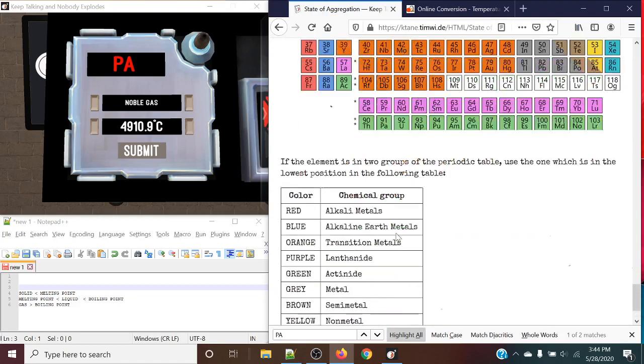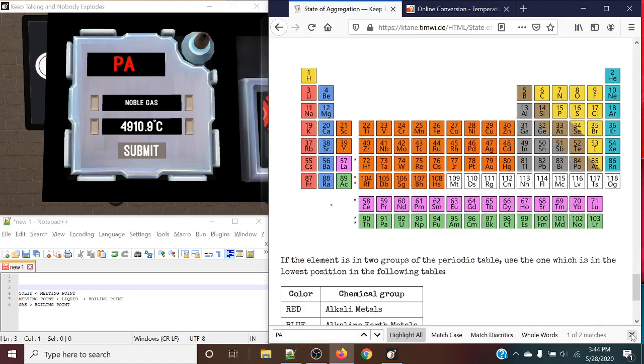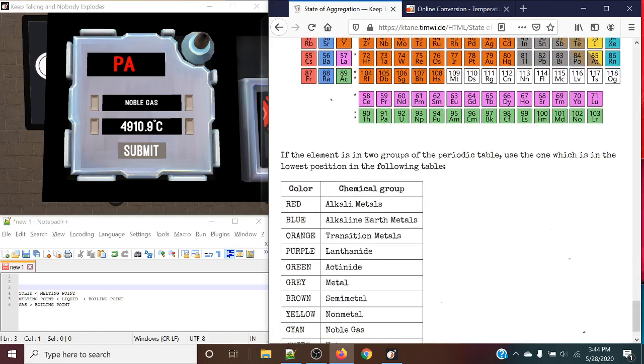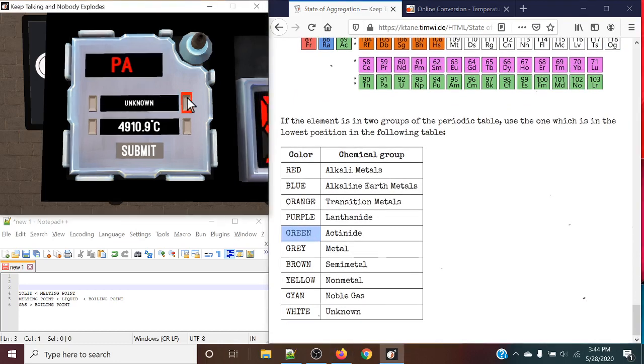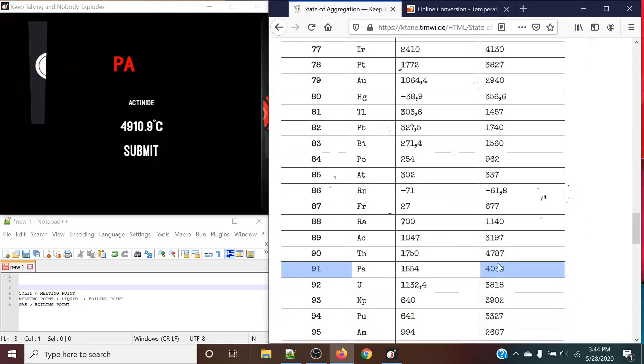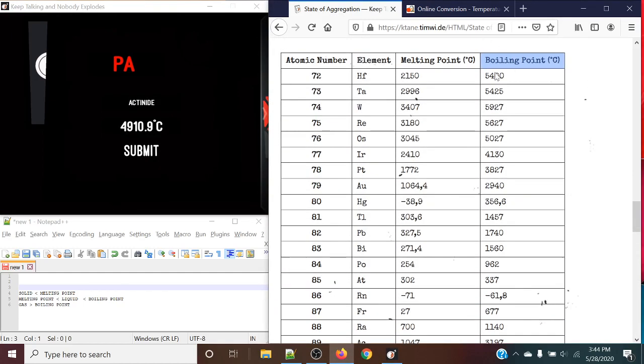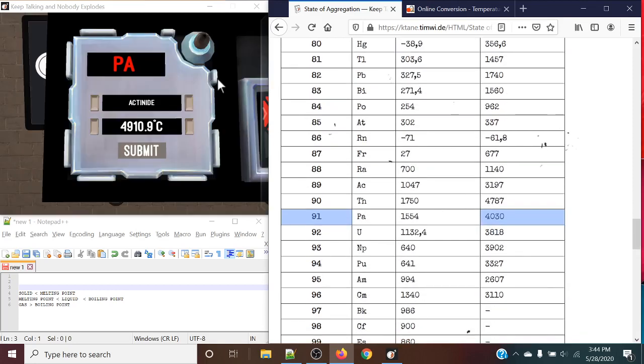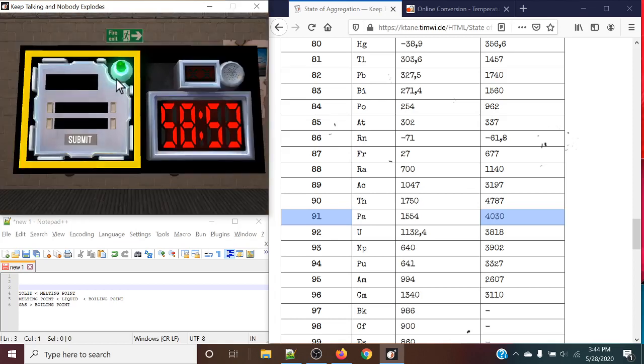So let's find first, where is PA. It is element 91, and on here, element 91 is green, right down here. So green is an actinide. Actinide is already set. And now, let's figure out a temperature that is greater than the boiling point. That would give us a gas state. Since 4,910.9 is greater than 4,030, we can submit this. And just like that, it is a solved module.